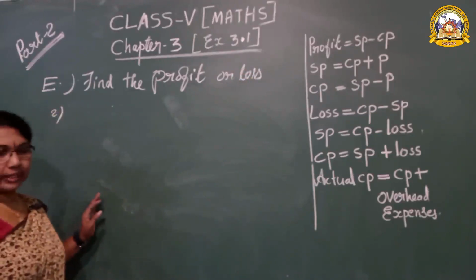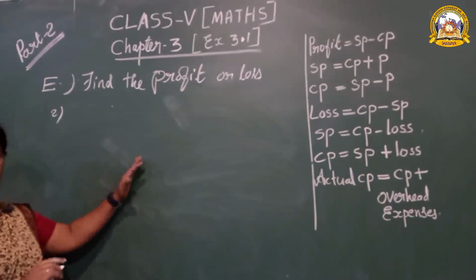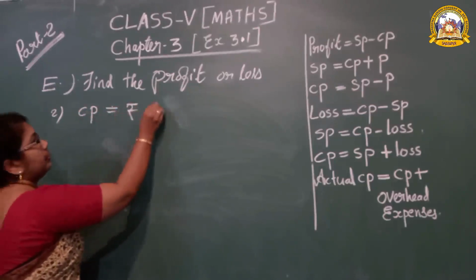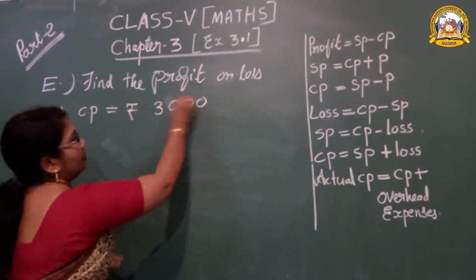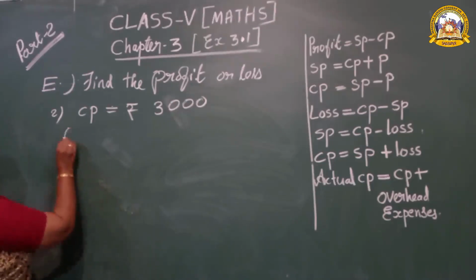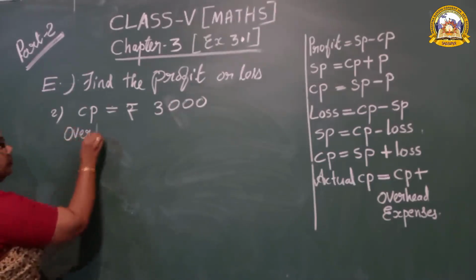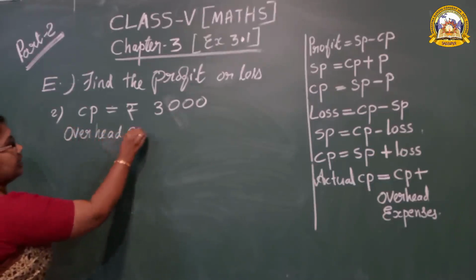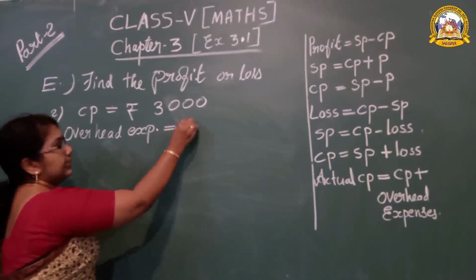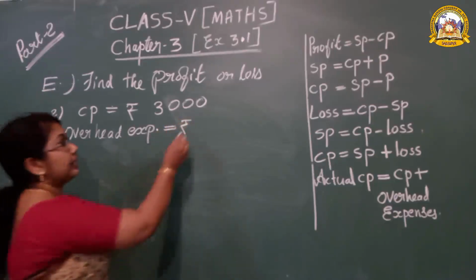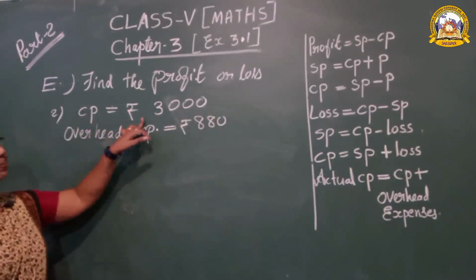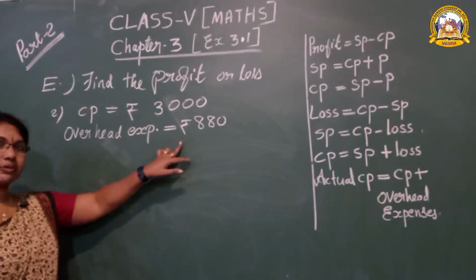Look at the second question. CP is equal to rupees 3,000. What is the CP written? 3,000. And overhead expenses, I wrote the short form EXP. Overhead expenses. What is written there? 880. This is the CP and this is the overhead expenses.